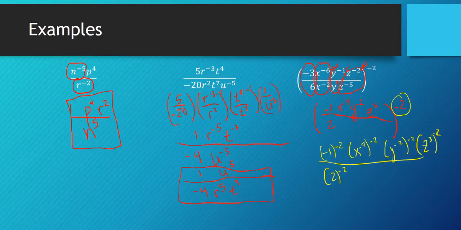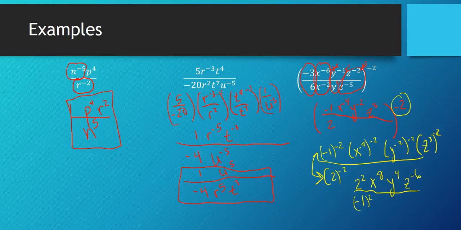I need to simplify these. These two are going to have to get switched around since they both have a negative exponent. So I'd end up with 2 to the 2nd over 1, or a negative 1 to the 2nd. X, that would be x to the 8th because we multiply. That would be y to the 4th since we multiply and 2 negatives make a positive. And that would be z to the negative 6.